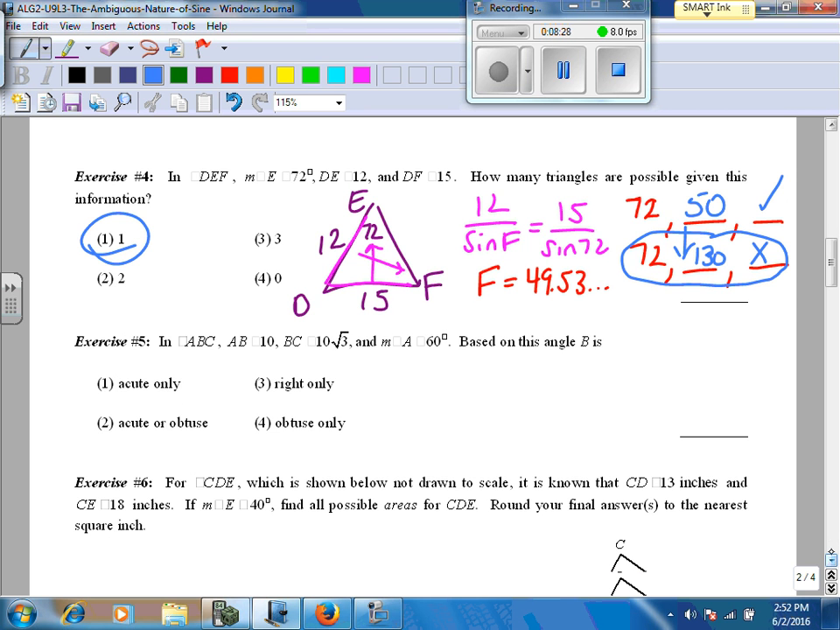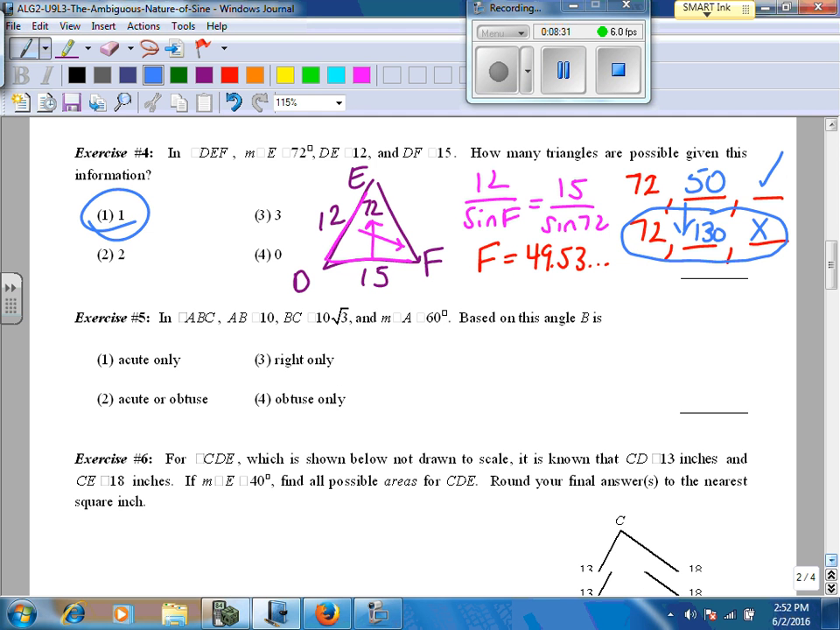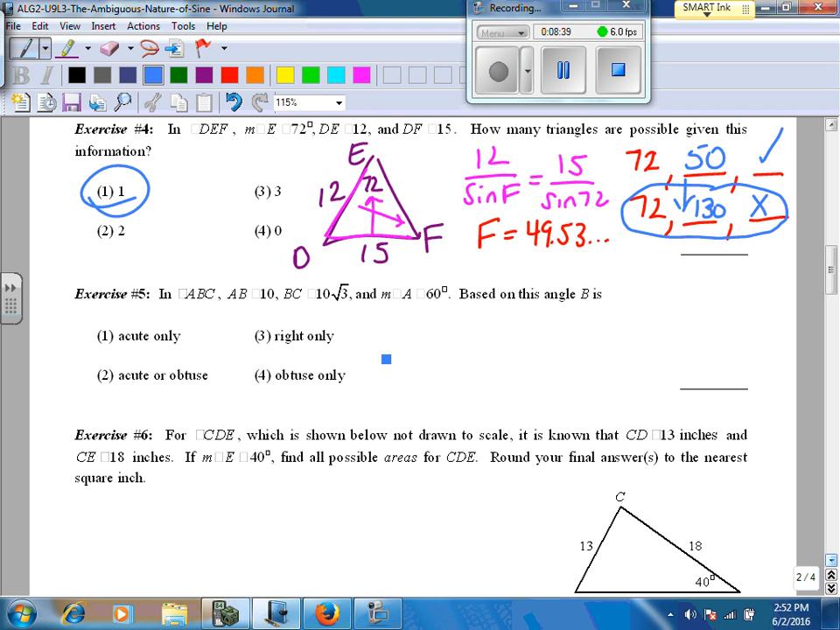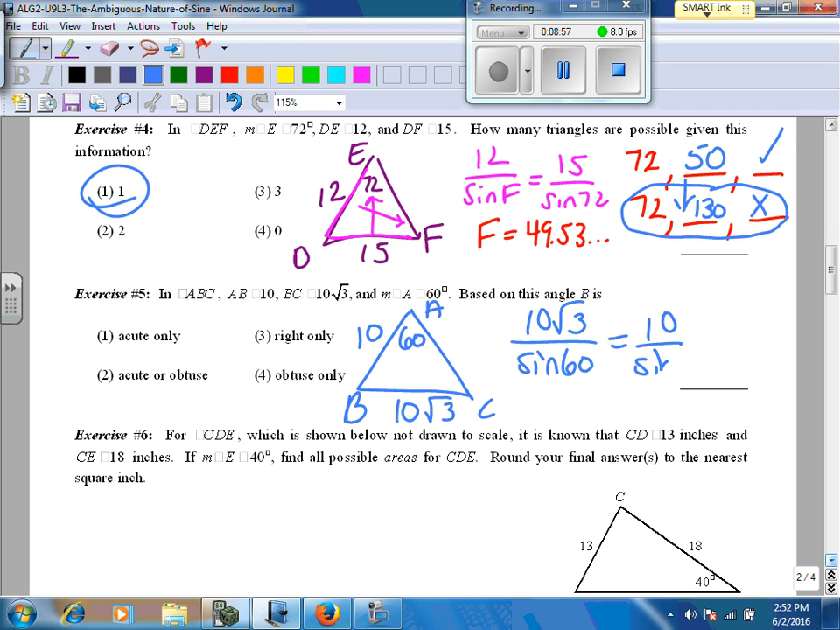Now, in number 5, when you do law of sines there, actually, in triangle ABC, let's draw this better. A, B, C. AB is 10, BC is 10 square root of 3. Angle A is 60, so we could do 10 square root of 3 over sine 60 equals 10 over sine of C. And when we cross multiply and solve there, we get angle C is 30 degrees, or could be 30 degrees.